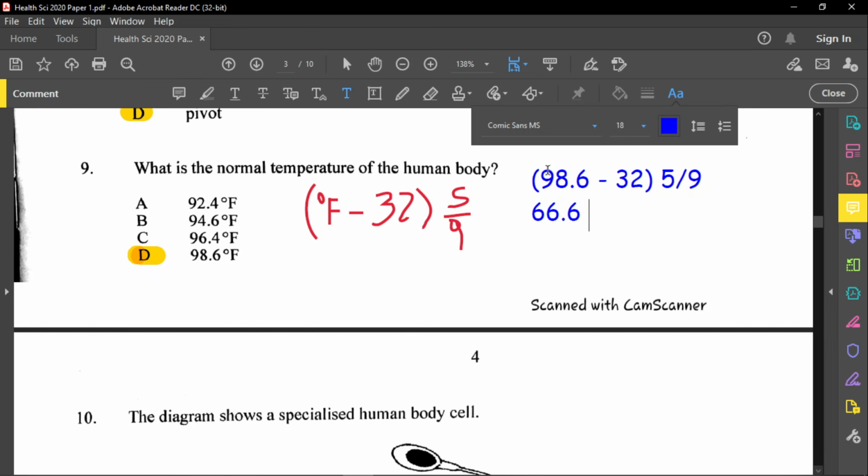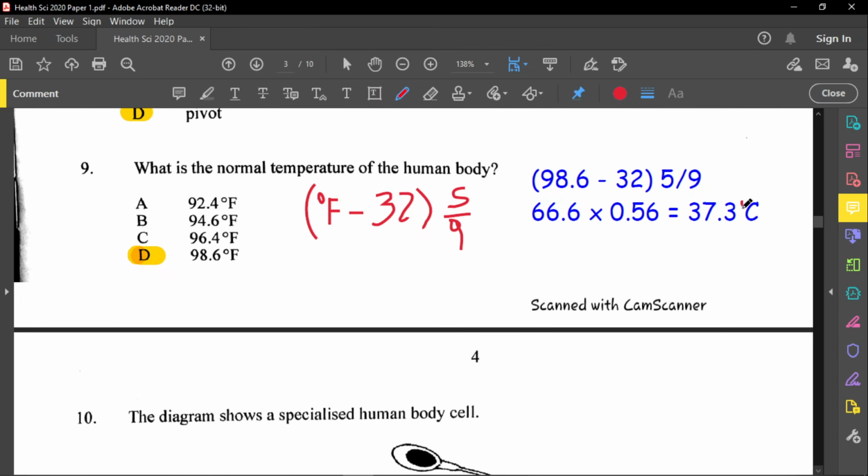Then you multiply that by 5 over 9, and 5 over 9 is 0.56. So we get our answer in degrees Celsius: 37.3. You can round it off to 37. So it is 37.3 degrees Celsius. That is an example of how you can convert from degrees Fahrenheit into degrees Celsius.